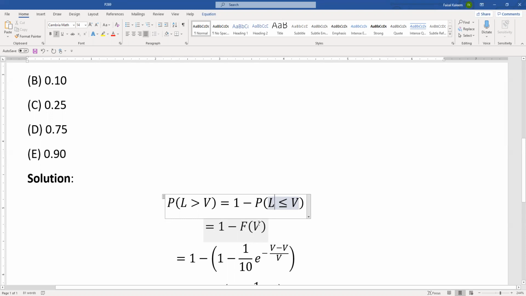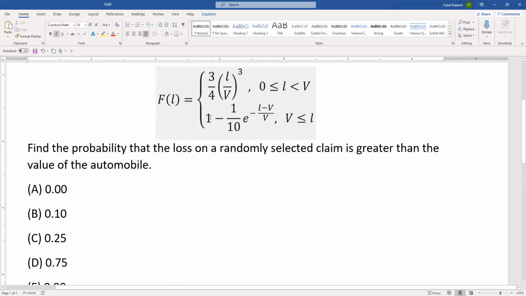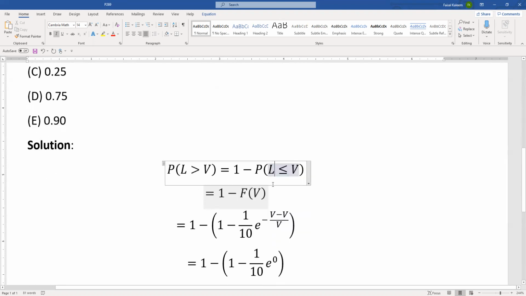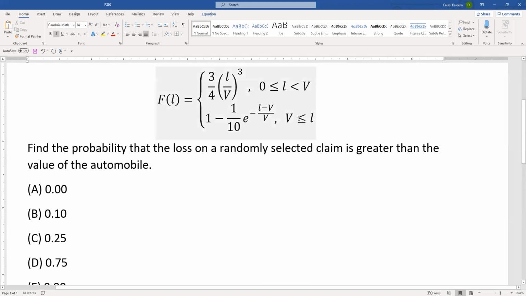So now the question is, from which part do we calculate the big F? Because the big F is a piecewise function. And the question is, do we calculate it from the first part or do we calculate it from the second part? So since we want the value of the big F at V, the equal to V is occurring in the second part. See, the first part is stopping when L is less than V. So since we want it at equals to V and equals is in the second part, we will look at the second half of the definition.